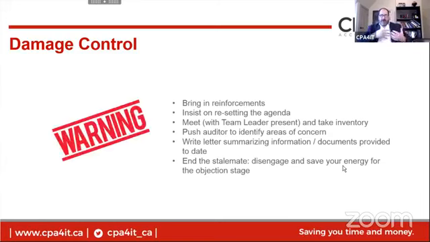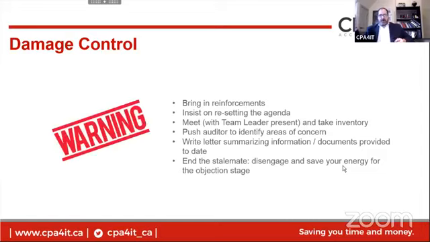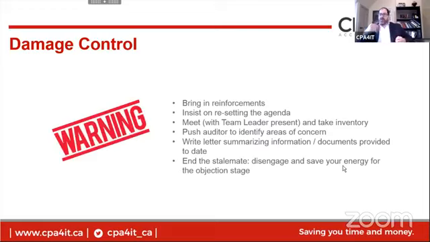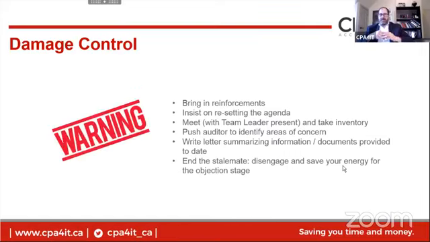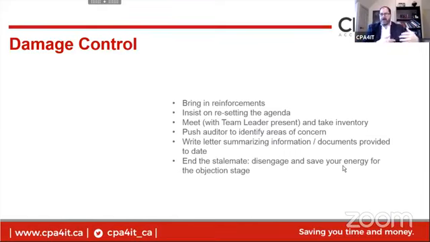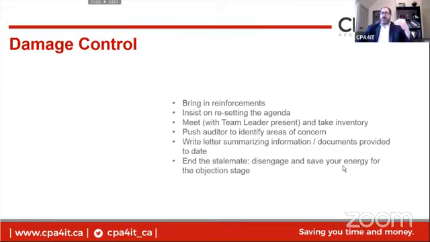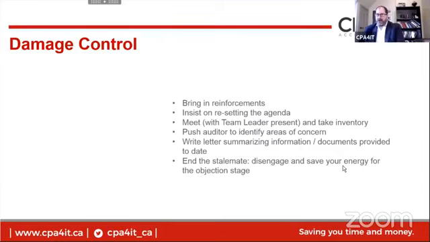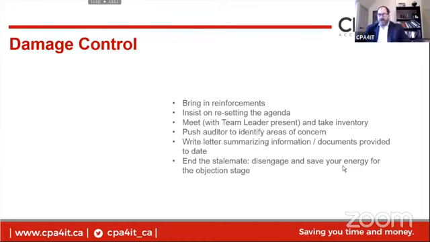What do you do when it's gone off the rails and you've got issues? Like I said, bring in reinforcements like a professional accountant, sometimes even a tax lawyer if necessary. Insist on resetting the agenda and focusing on what are the key elements. It's not uncommon for us to sit down with an auditor and say, look, what is the objective here? At the end of the day, the auditor has the right to request a lot of information. We do have an obligation to work with the auditor, but we can also guide the direction of this, and we can push them to identify what are the areas, what are they concerned about, what can we do to provide this information? And then, of course, write letters summarizing information.